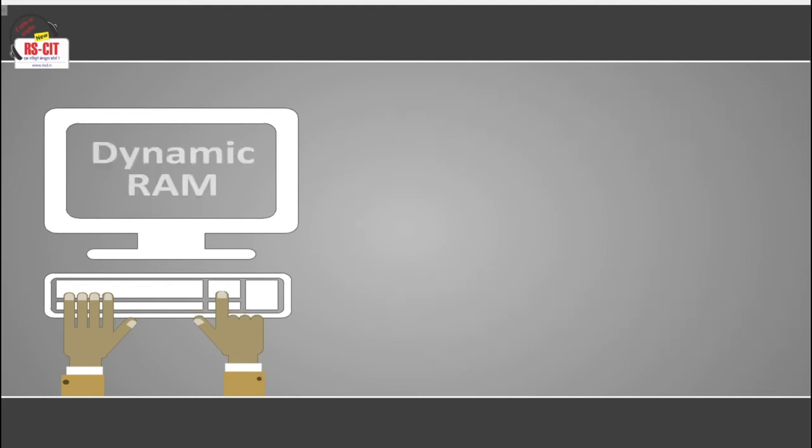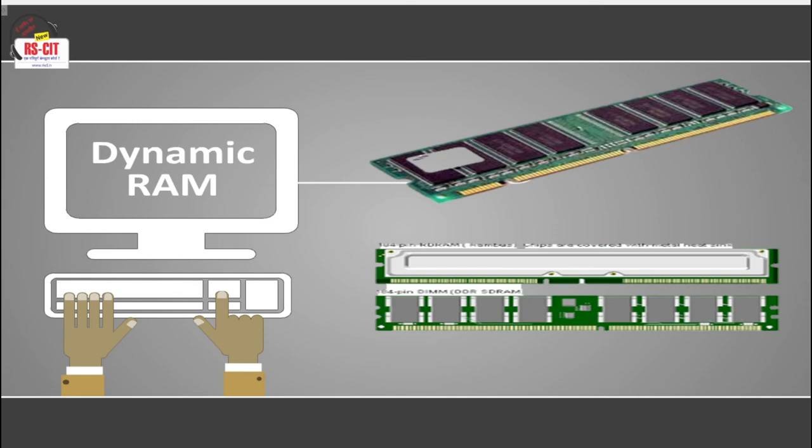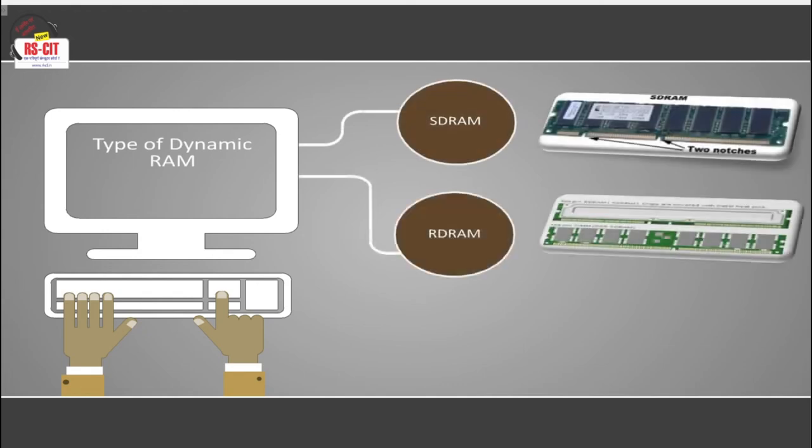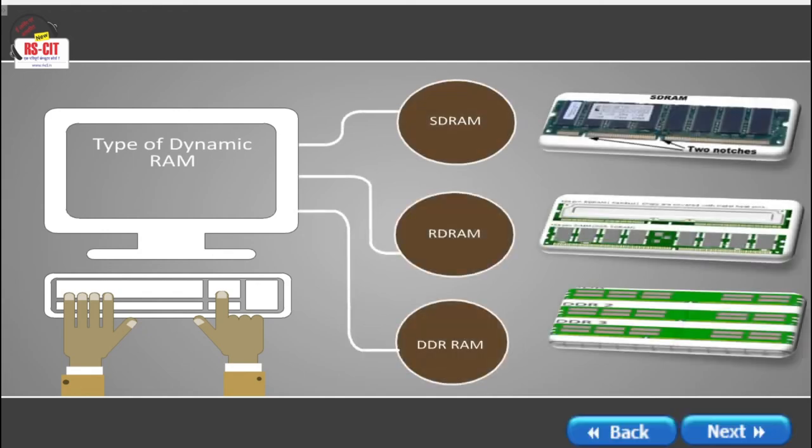Dynamic RAM is the most common type of computer memory and is generally available today in the form of synchronous dynamic RAM chips. Almost all volatile memory is dynamic RAM because it uses only one transistor and one storage capacitor for each bit. It is denser and much less costly than static RAM. It's a slower counterpart. Types of dynamic RAM are SDRAM, RDRAM, DDR-RAM.